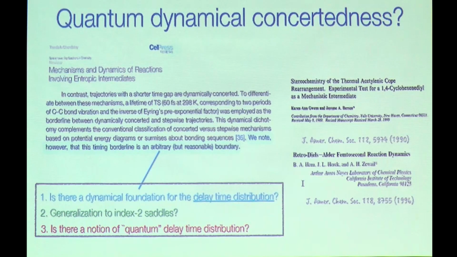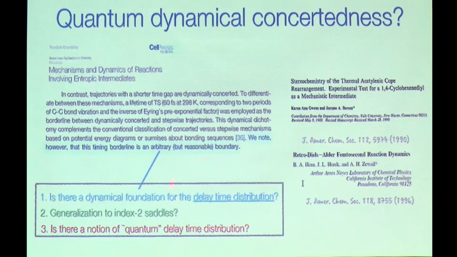But all that work, of course, has been using classical dynamics. And therefore, there is this fundamental question that arises. Do you have even a notion of quantum dynamical concertedness? I mean, what does it mean to say even quantum? So will this dynamically concerted notion actually survive quantization in some sense?